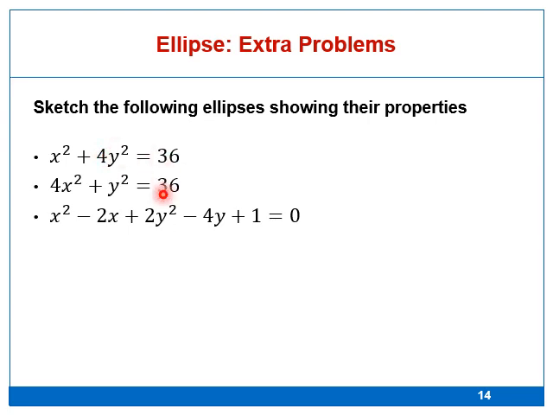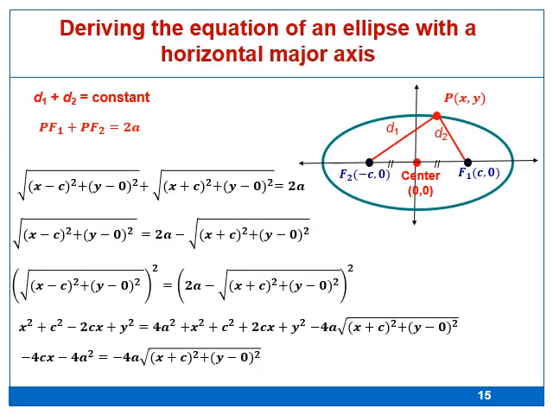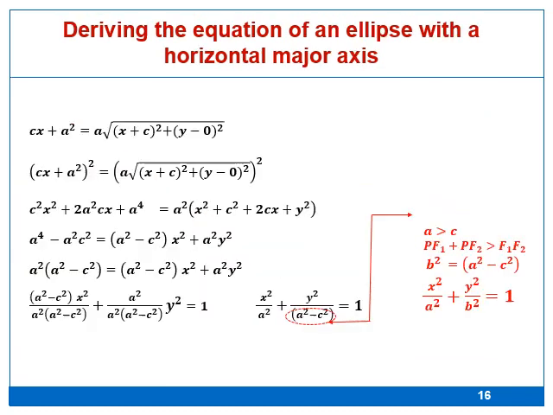These are extra problems that you can try if you wish. At the end of the slides, you will find the algebraic steps that we went through to draw an ellipse with a horizontal major axis. If anyone is interested, you can just go and read this proof.